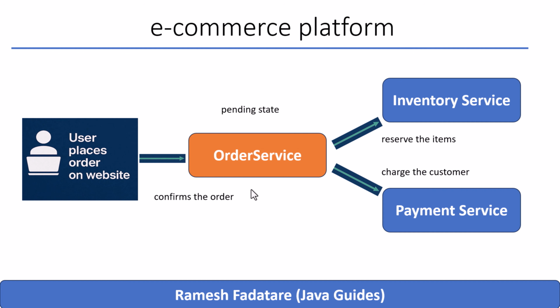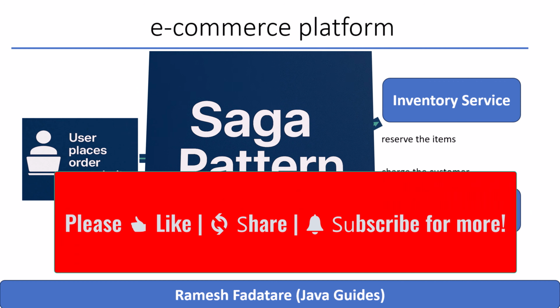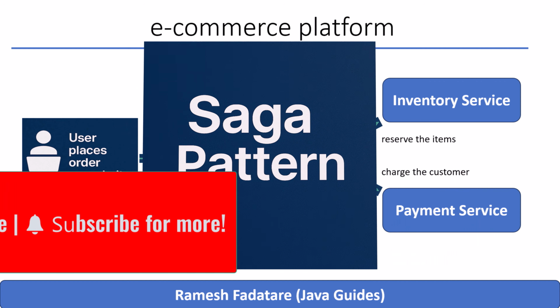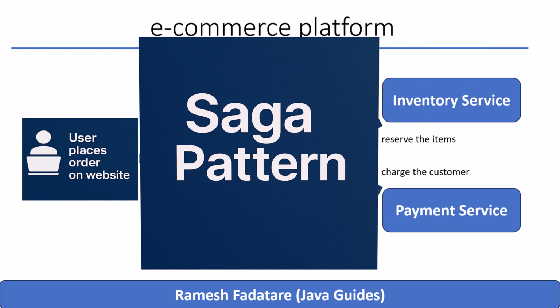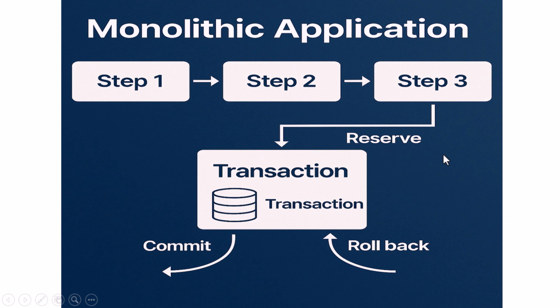So let's talk about one of the most important patterns in distributed systems, the Saga pattern. If you've ever worked with microservices and tried to handle transactions across multiple services, you already know it's not easy. In a traditional monolithic app, it's simple. You just start a database transaction, perform a few steps, and either commit or roll back.